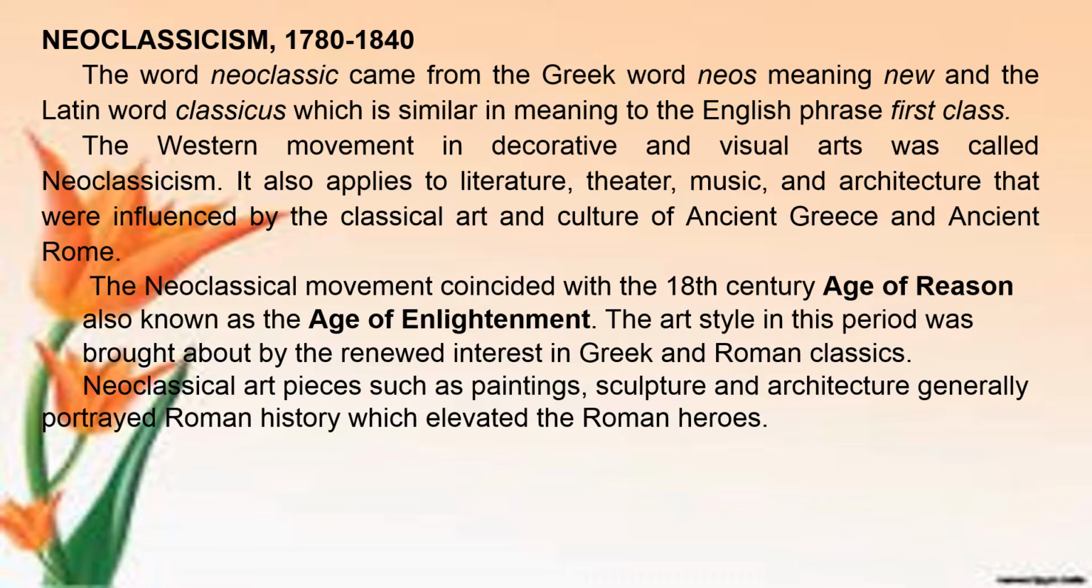Greece and ancient Rome. The neoclassical movement coincided with the 18th century Age of Reason, also known as the Age of Enlightenment. The art style in this period was brought about by the renewed interest in Greek and Roman classics. Neoclassical art pieces such as paintings, sculpture, and architecture generally portrayed Roman history, which elevated the Roman heroes.